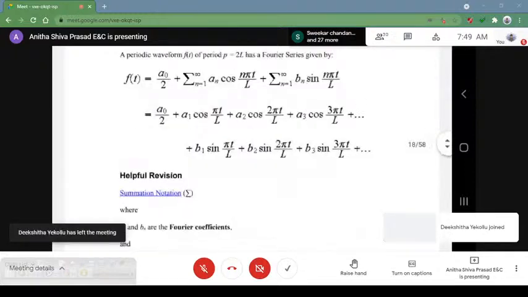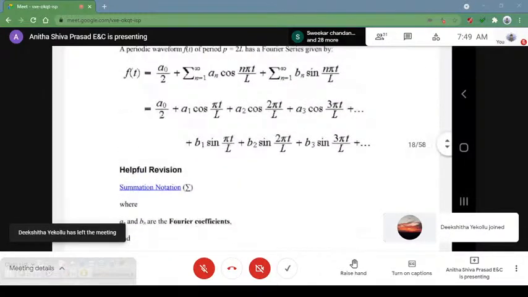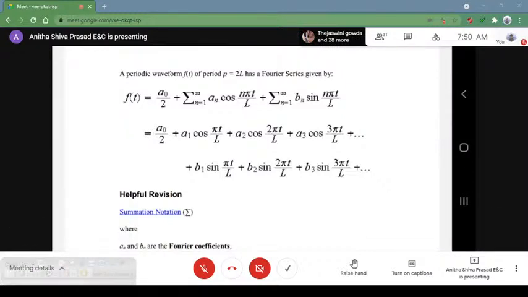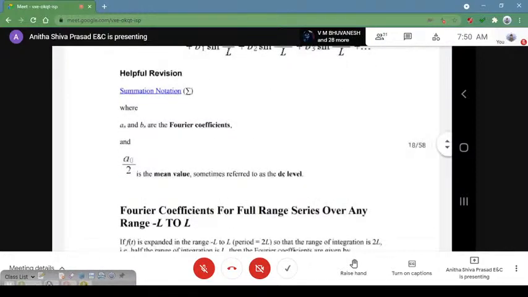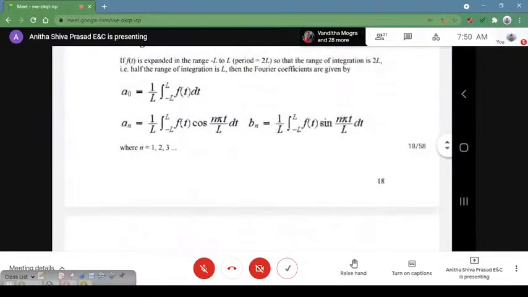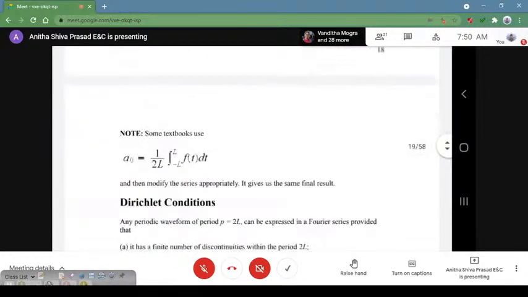It is not required. I think you know all this: a naught by 2 is the constant, an is the coefficient of the cosine component, and bn is the constant related to the sine components. So this is the way we find the values of a naught, an and bn.